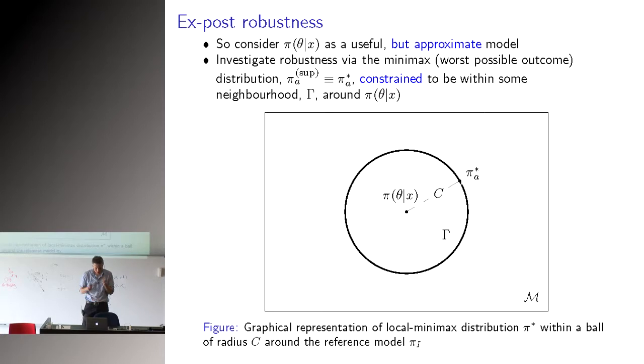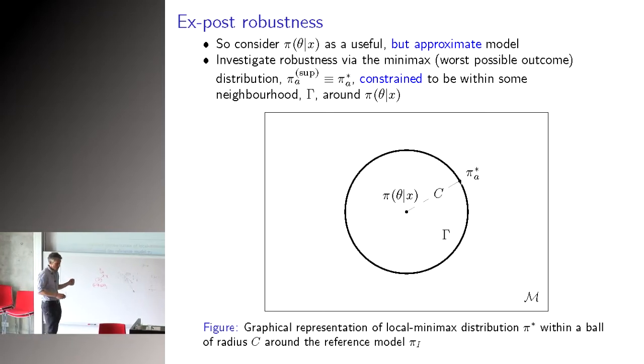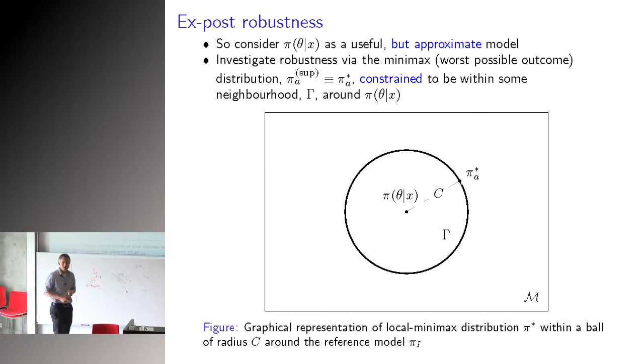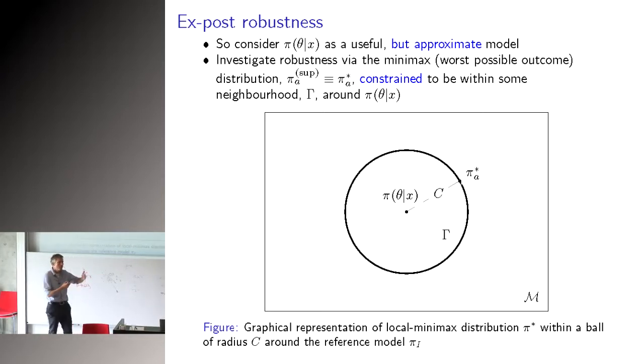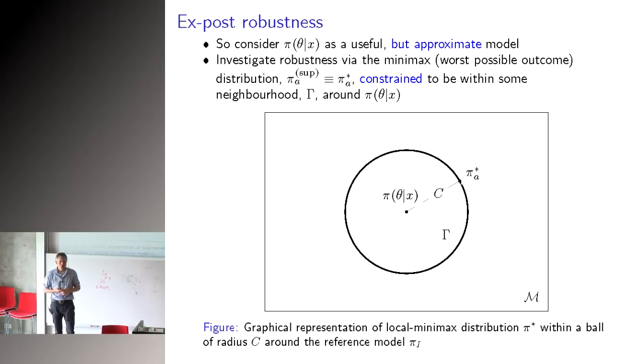So we can consider your current working model is a useful but approximate representation of the world. And in this part of the lecture, we're going to investigate robustness by looking at minimax events, or rather distributions, which are constrained to be within some neighborhood. And in particular, we're going to define the neighborhood using a Kullback-Leibler divergence. And there's going to be some parameter C, which is the radius. Yeah, in some sense, C represents how confident you are in your model.